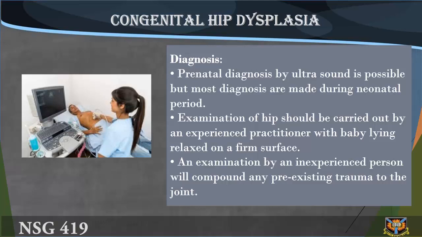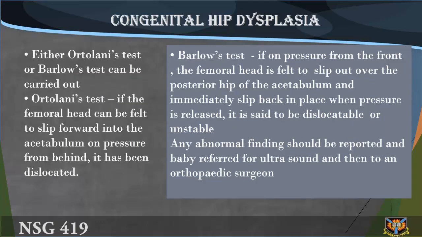Diagnosis. Prenatal diagnosis by ultrasound is possible, but most diagnoses are made during the neonatal period. Examination of the hip should be carried out by an experienced practitioner with the baby lying relaxed on a firm surface. An examination by an inexperienced person will compound any pre-existing trauma to the joint. Either Ortolani's test or Barlow's test can be carried out.